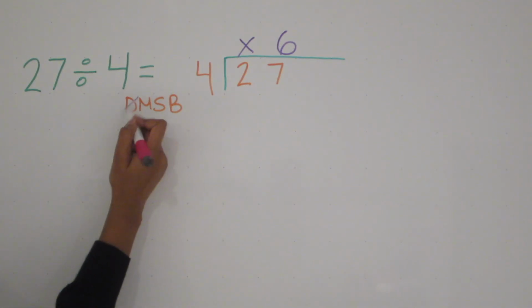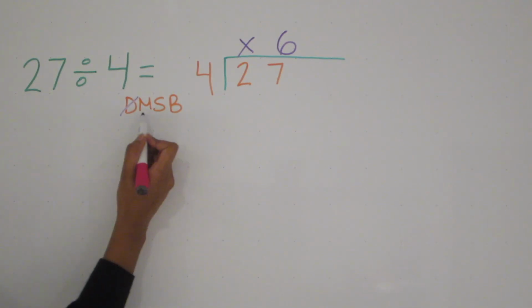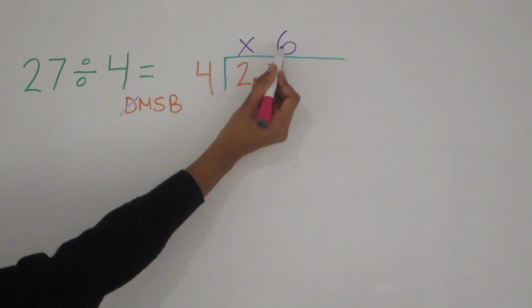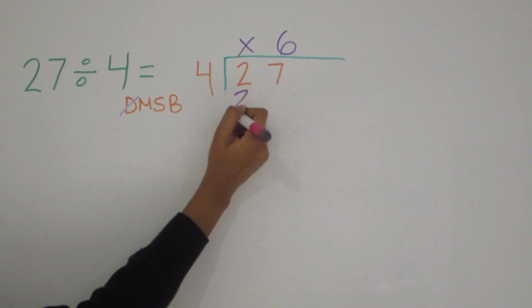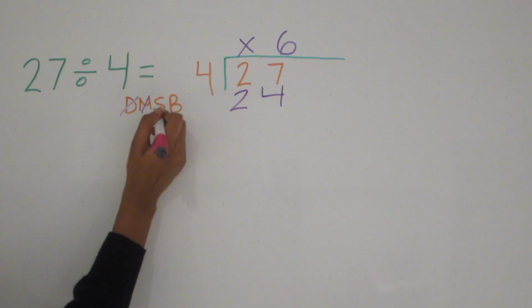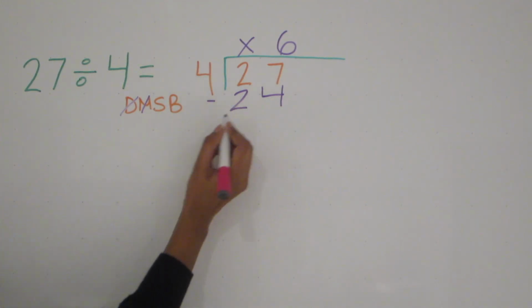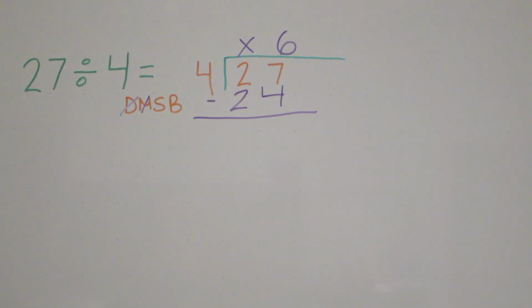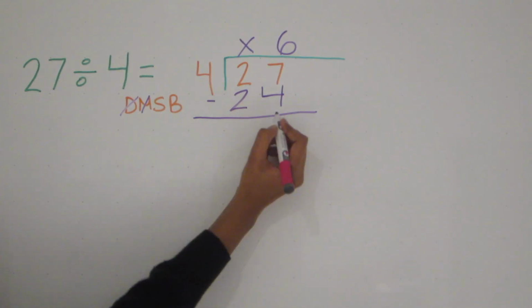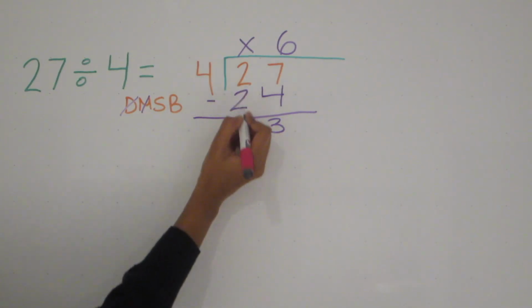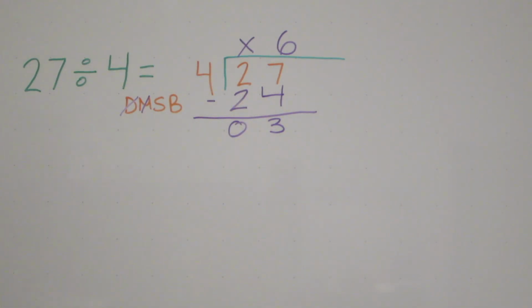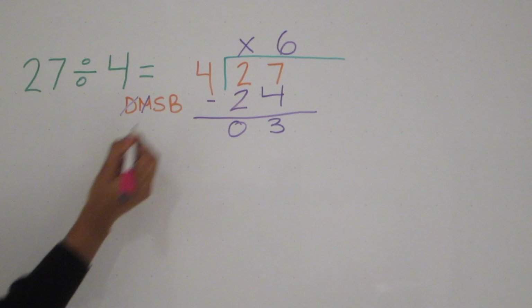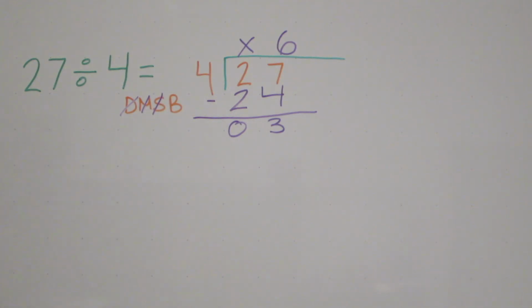So now that we're done with division, we can cross out the D. Next is multiplication. 4 times 6 is 24. Cross out M. Next is subtraction. 7 subtract 4 is 3. And 2 subtract 2 is 0. So we're going to cross out S. There's nothing to bring down. So our answer is 6 remainder 3.